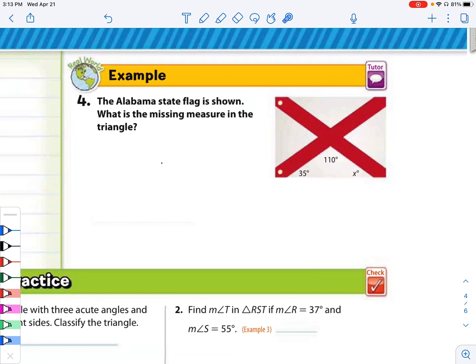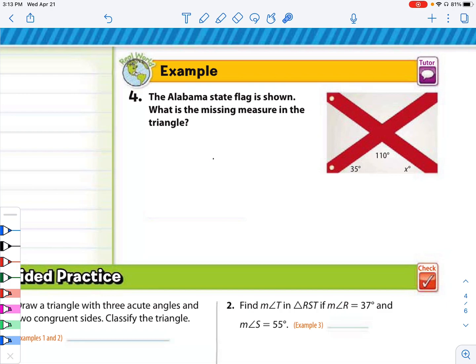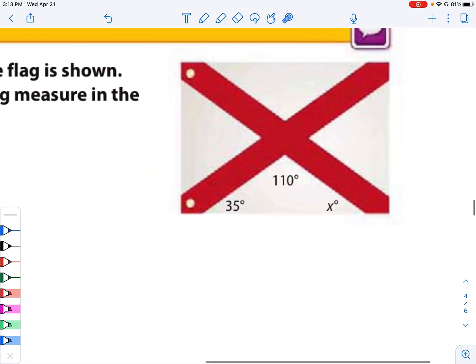And let's do the last example, example number 4. Example number 4 is a word problem, as always. The Alabama state flag is shown. What is the missing measure in the angles? So let's take a look at the Alabama state flag. This is an obtuse angle which measures 110 degrees, and an acute angle that measures 35 degrees. We want to find the measure of x.